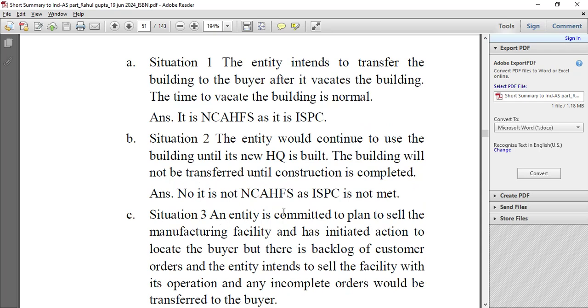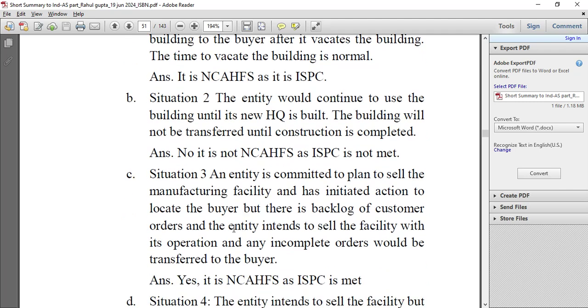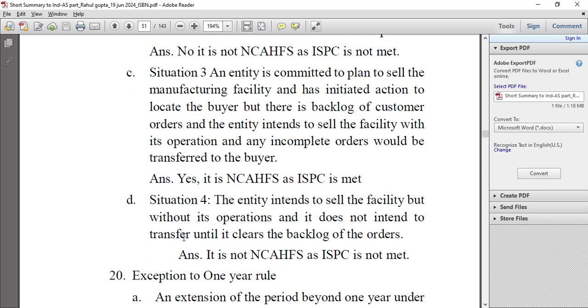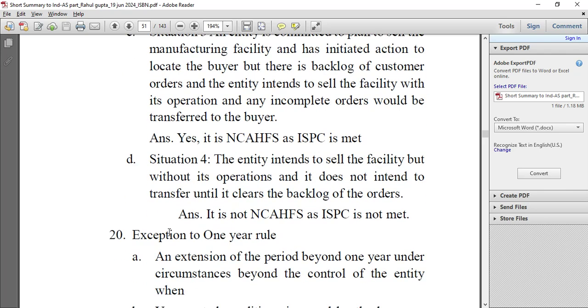Situation 3: an entity is committed to a plan to sell the manufacturing facility and has initiated action to locate the buyer, but there is a backlog of customer orders, and the entity intends to sell the facility with its operations, and any incomplete orders would be transferred to the buyer. Yes, it is NCA-HFS as ISPC is met. If the entity intends to sell the facility without its operation, and does not intend to transfer until it clears the backlog of orders, it is not NCA-HFS as ISPC is not met.